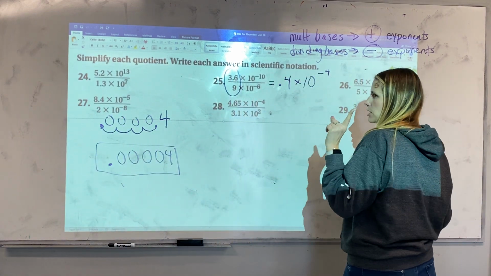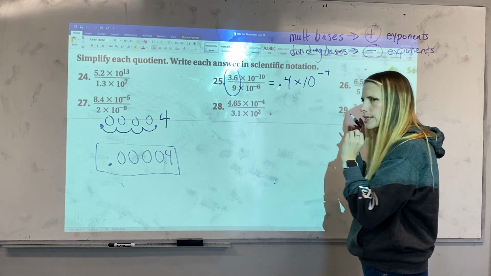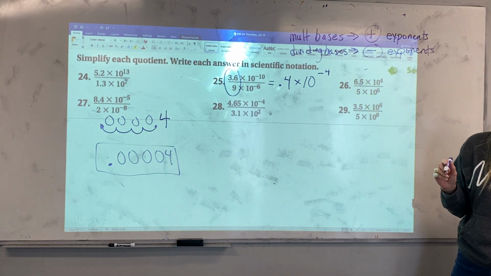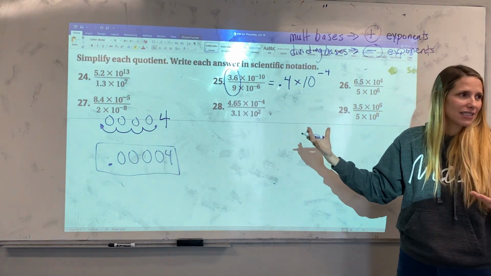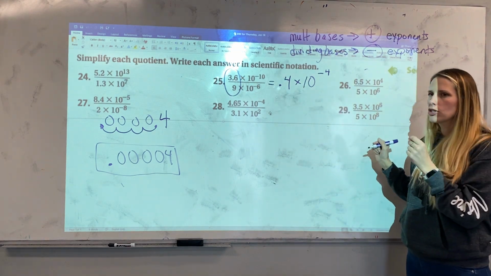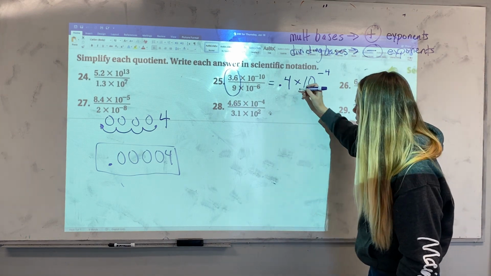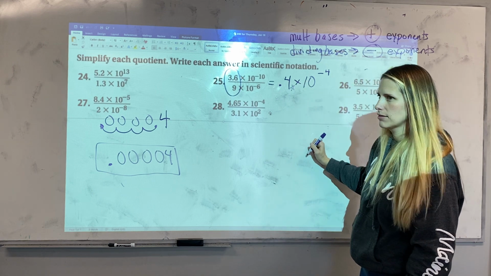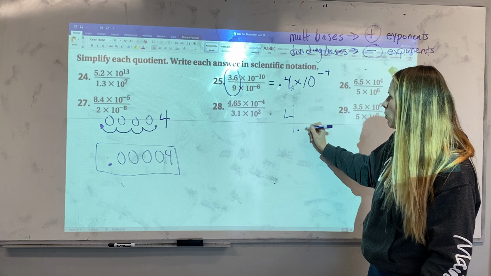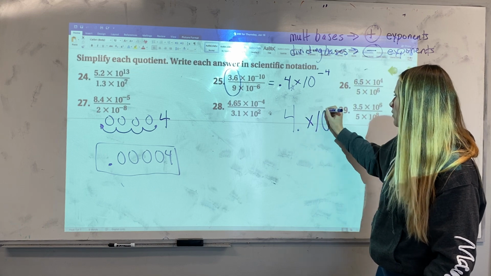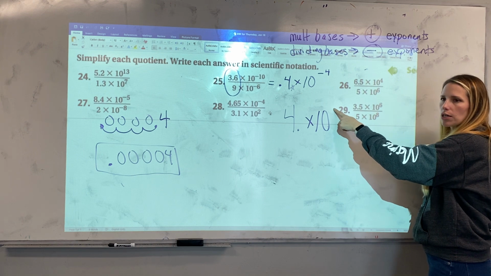Can somebody from my first period class tell me why this isn't in proper scientific notation? Exactly, because the ones place doesn't exist right now. In order to make this have a ones place, the decimal needs to be over here. But if I change this to the whole number 4, the exponent negative 4 will no longer be accurate.